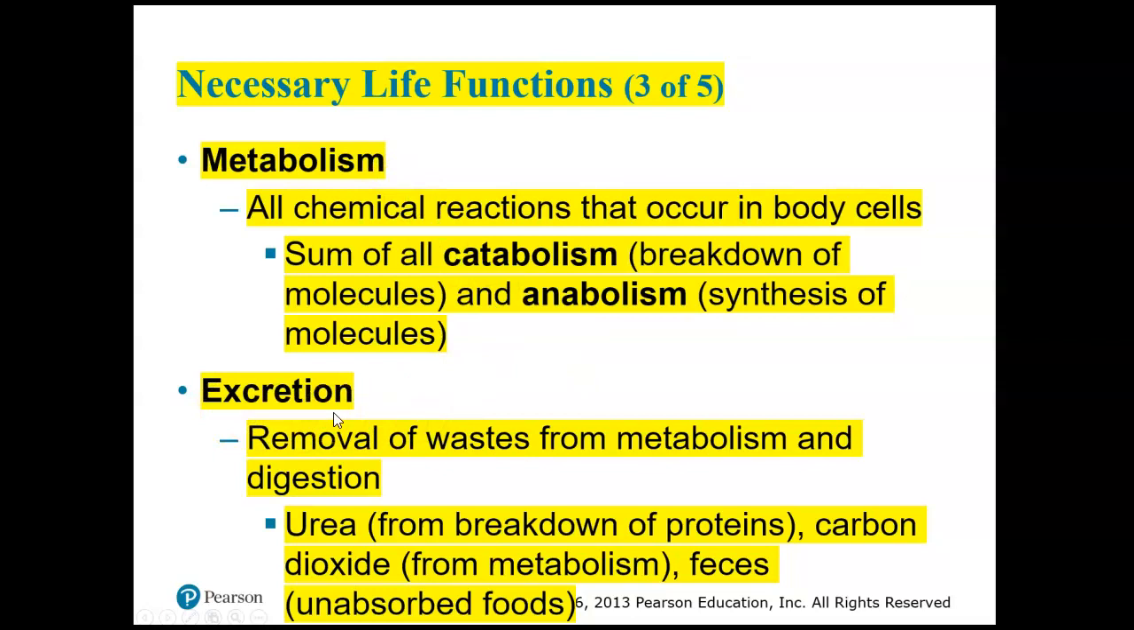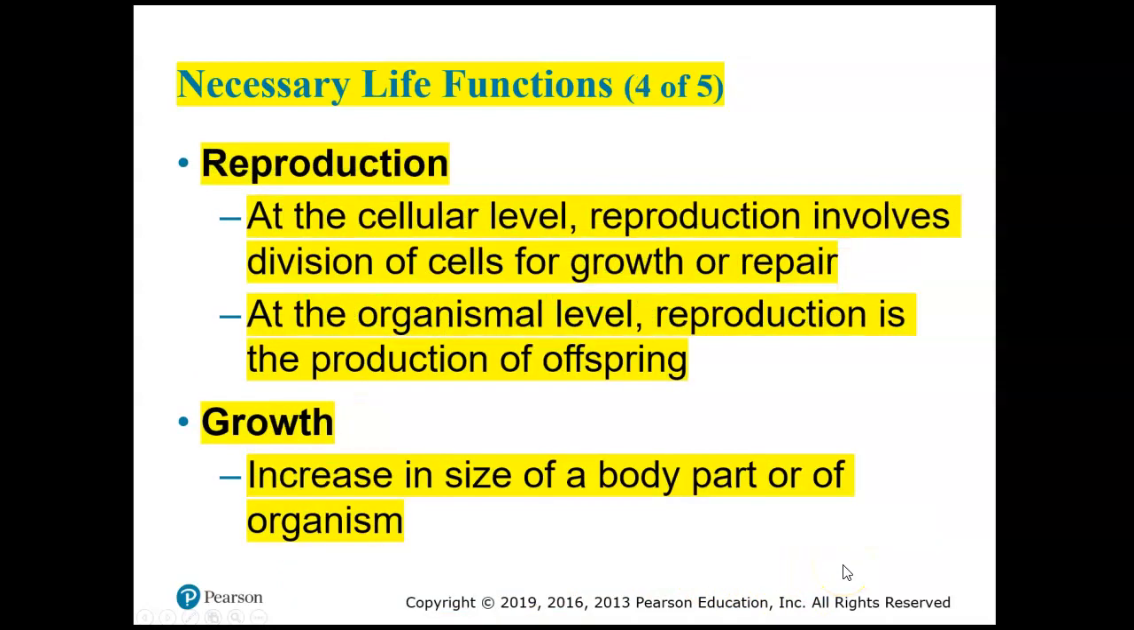Excretion, which is what our urinary system is designed to do, is the removal of waste from metabolism and digestion. So one of those wastes is urea. Urea forms from the breakdown of proteins. Another waste is carbon dioxide that forms when we carry out cellular respiration. And we have to get rid of these substances because at high levels they're toxic. And then feces, which is unabsorbed foods, undigestible foods. So these are all part of excretion.